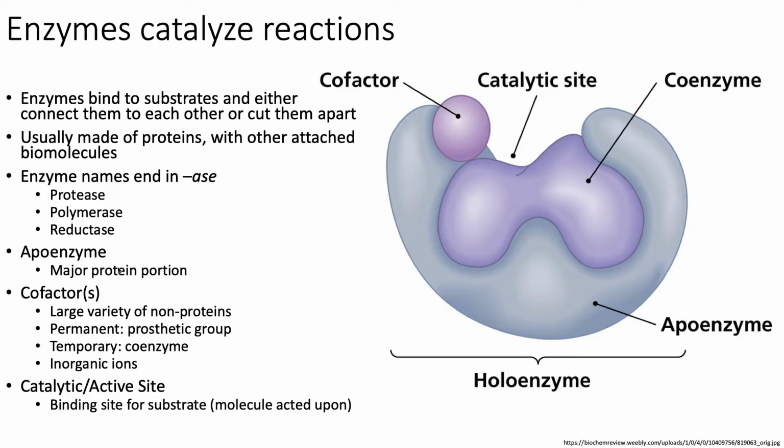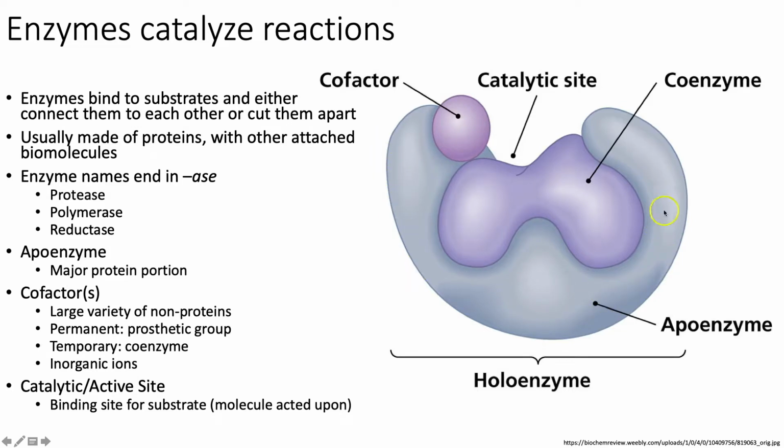Now, they're usually made of proteins, but they have other biomolecules attached. They'll end in ASE. So just classic examples, pineapples are full of proteases. So they end in ASE. Your DNA and RNA polymerases in your nucleus make DNA and RNA, respectively. And then reductases are responsible for causing reductions, which would be the gain of electrons, which we're going to talk more about later.